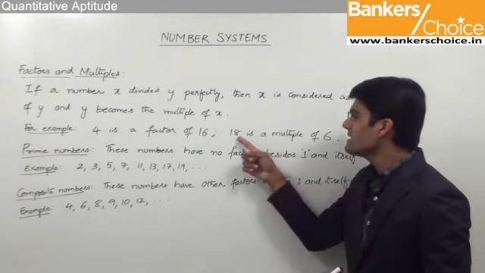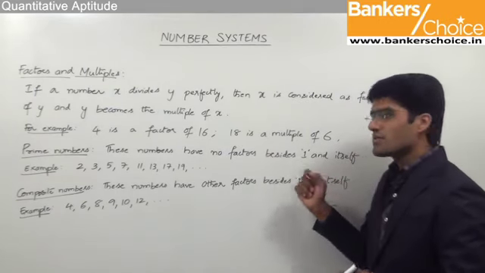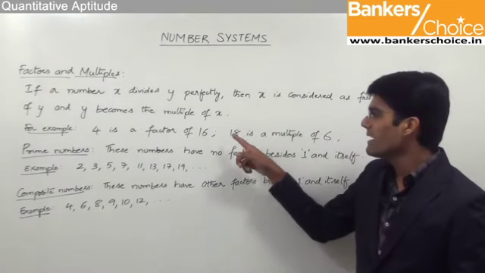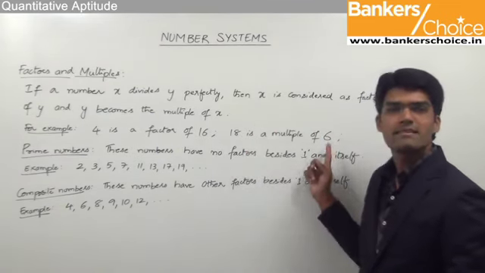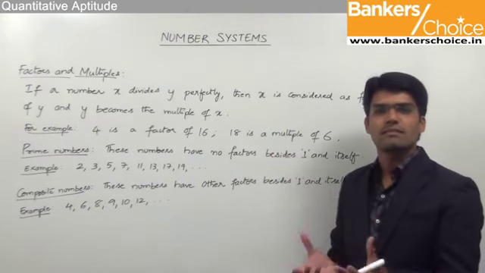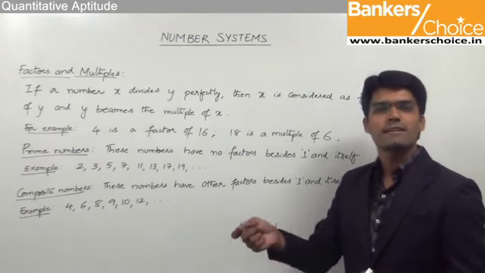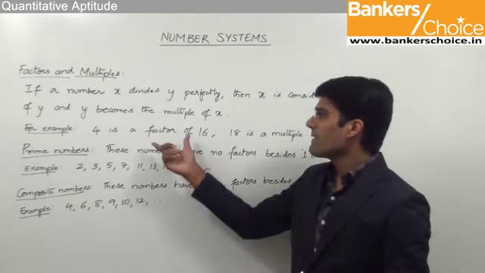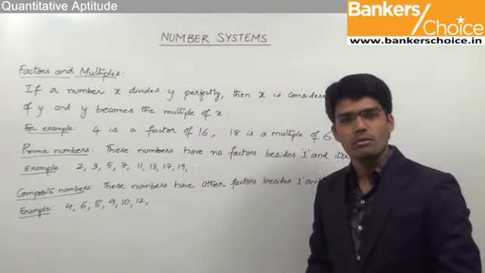Why? Because 18 is divisible by 6 exactly. So if 18 is divisible by 6, that means 6 is able to divide 18. So if 18 is a multiple of 6, we can say that 6 is a factor of 18. So very clearly, factors and multiples are linked to each other. If A is a factor of B, then B has to be a multiple of A. So if 4 is a factor of 16, 16 is a multiple of 4.